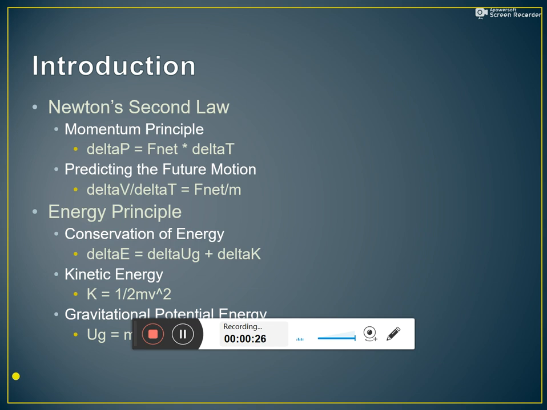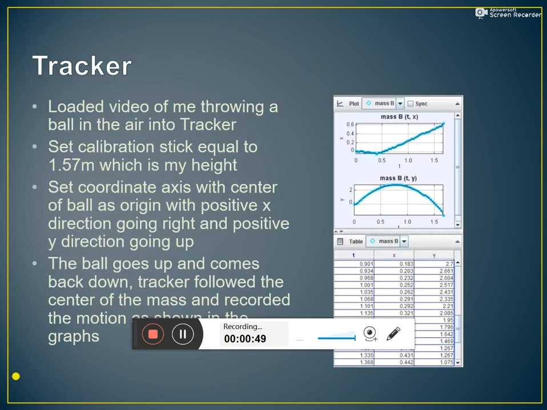Additionally, I use this demonstration in order to showcase the energy principle, which consists of the conservation of energy, which is that delta E is equal to delta gravitational potential energy plus delta K, which is the kinetic energy. Kinetic energy is equal to 1/2 mv squared, and gravitational potential energy is mg delta y. And this will be demonstrated in my code, which I will talk about in a second.